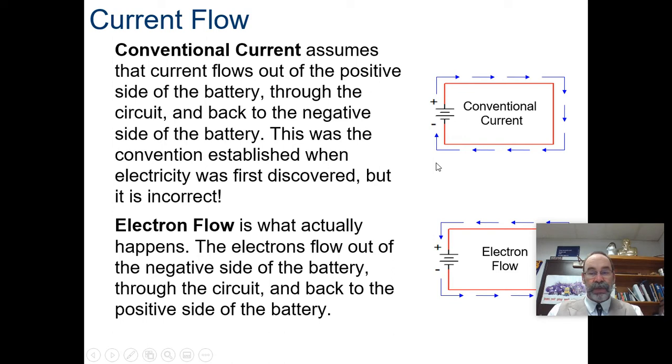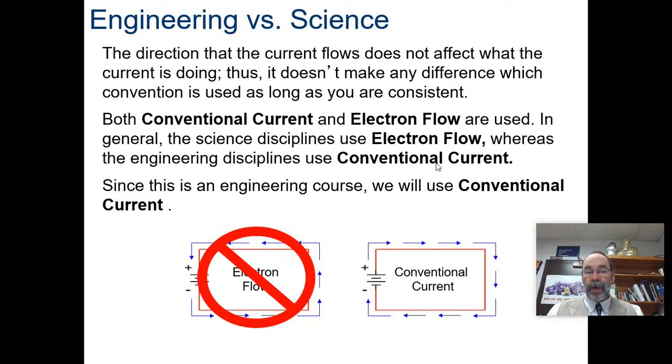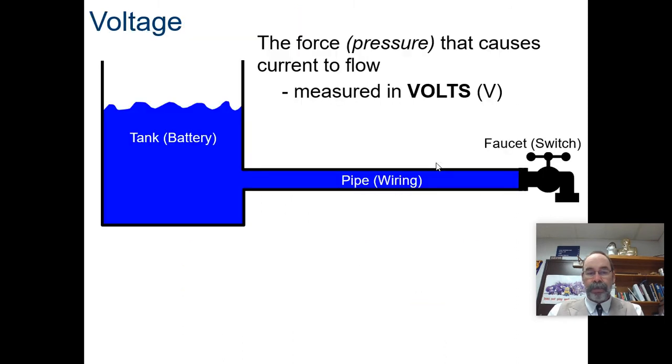Now that's kind of confusing, but which one are we going to do? We're going to do conventional current, okay? That's what the engineers use. That's kind of what we do. Scientifically, it's just the opposite. It's the electron flow that would go from negative to positive. But we're going to do conventional current, which goes from positive to negative. Kind of confusing, but that's the way it is.